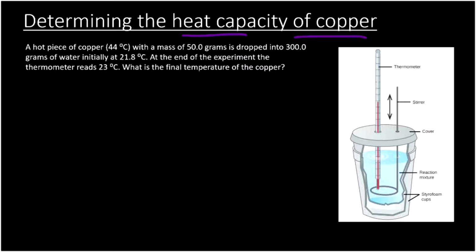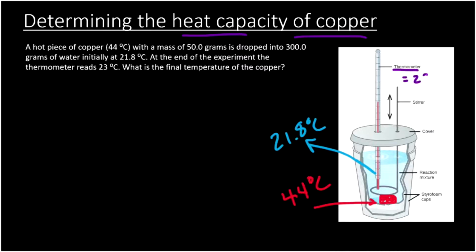So in this case, we drop a hot piece of copper. Like I've said, we'll represent that as a red block. So here's our hot copper dropped into our water. And we know that originally that hot copper is 44 degrees Celsius. Now we're also told that the water initially, which we'll have in blue, is 21.8 degrees Celsius. At the end of the experiment, the thermometer reads 23. Okay, so that's what we know. At the very end, this says 23 degrees Celsius.